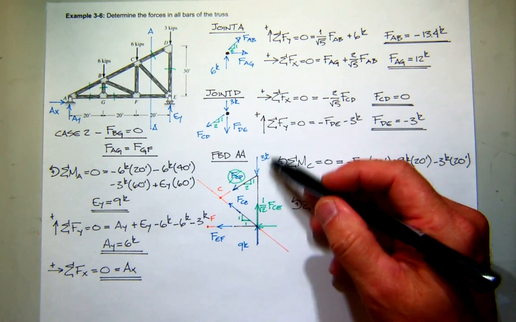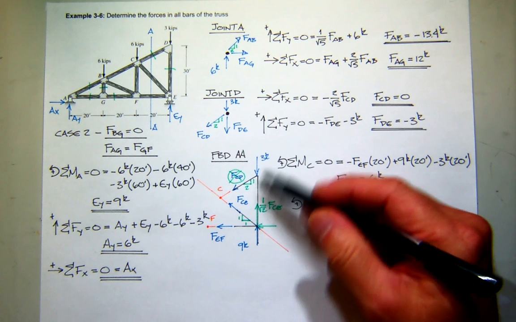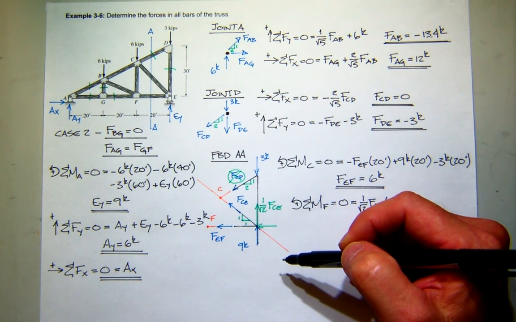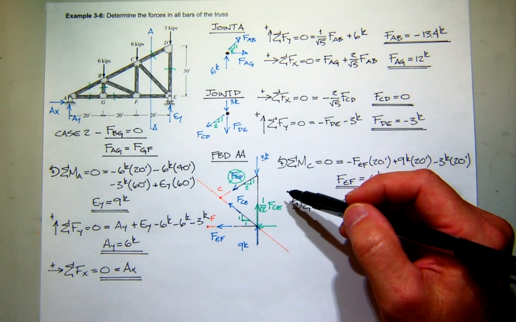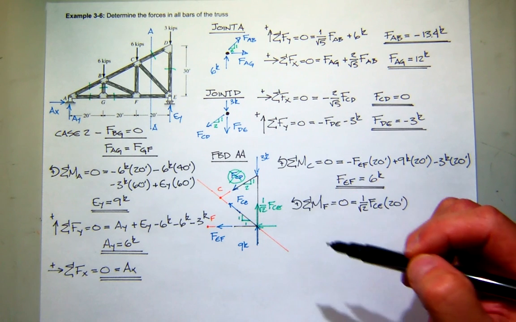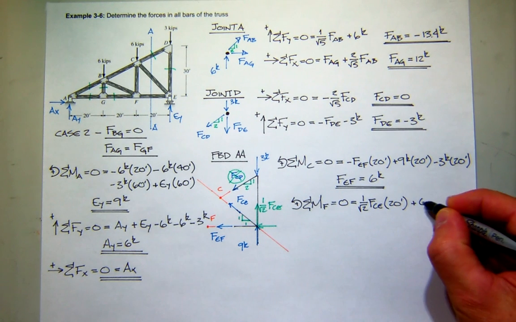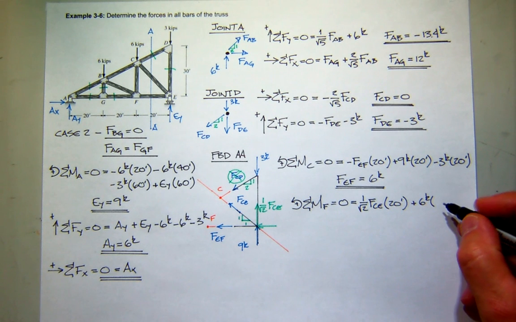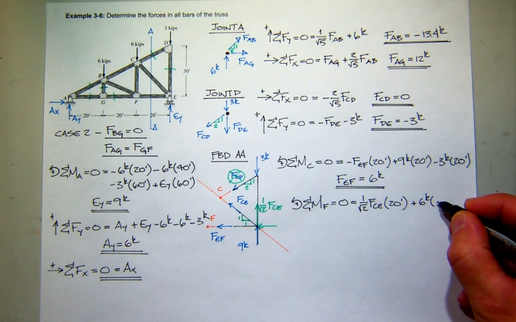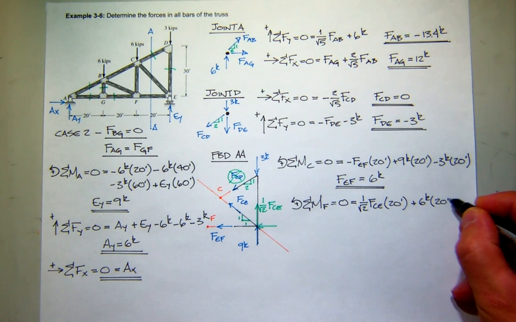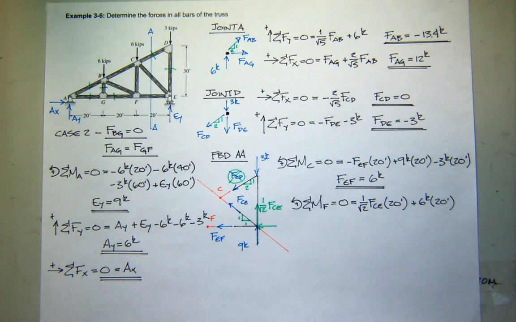Now they're both on the same line of action, so I could take their equivalent force, which is really 6 kips up, and that creates what kind of moment about F? Positive. And what would its moment arm be? 20.